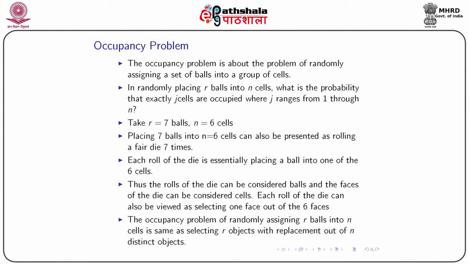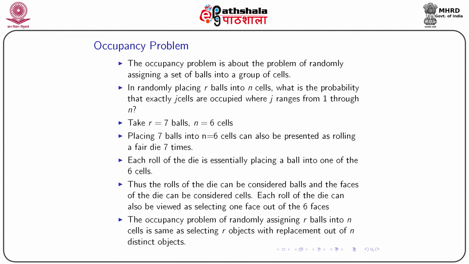Now one may ask: in randomly placing r balls into n cells, what is the probability that exactly j cells are occupied, where j ranges from 1 through n? That means, what is the probability that one cell will be occupied, what is the probability that exactly 2 cells will be occupied, and so on. And we can answer this question after learning the counting techniques that will be discussed.